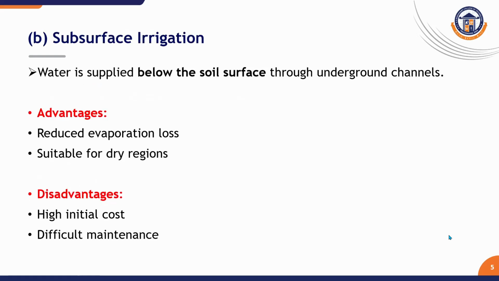The second method is subsurface irrigation. Water is supplied below the soil surface through underground channels. The advantages of subsurface irrigation are reduced evaporation loss and suitability for dry regions, and the disadvantages are high initial cost and difficult maintenance.